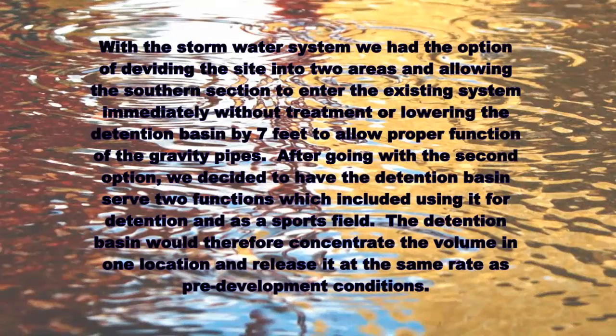With the stormwater system, we had the option of dividing the site into two areas and allowing the southern section to enter the existing system immediately without treatment, or lowering the detention basin by 7 feet to allow proper function of the gravity pipes. After going with the second option, we decided to have the detention basin serve two functions, which included using it for detention and as a sports field. The detention basin would therefore concentrate the volume in one location and release it at the same rate as pre-development conditions.